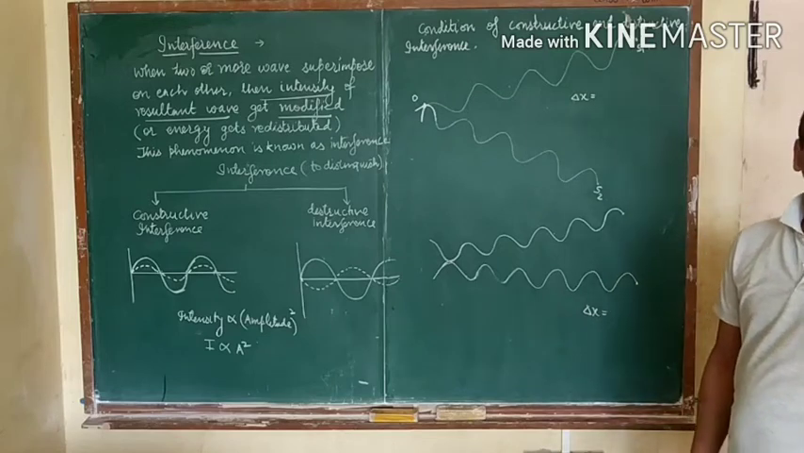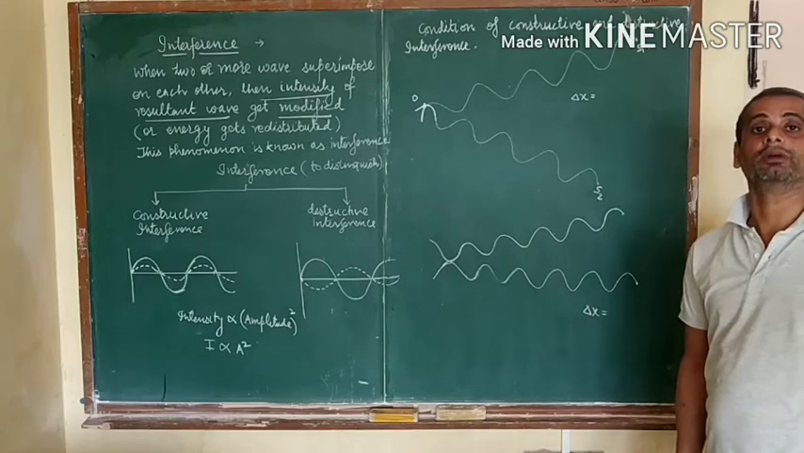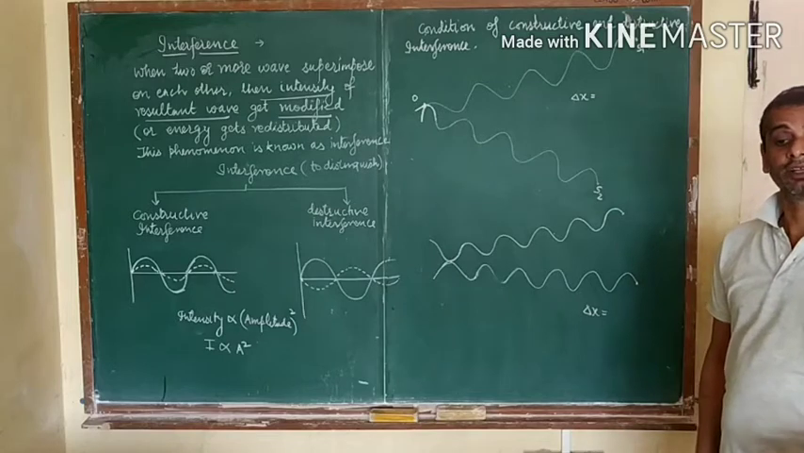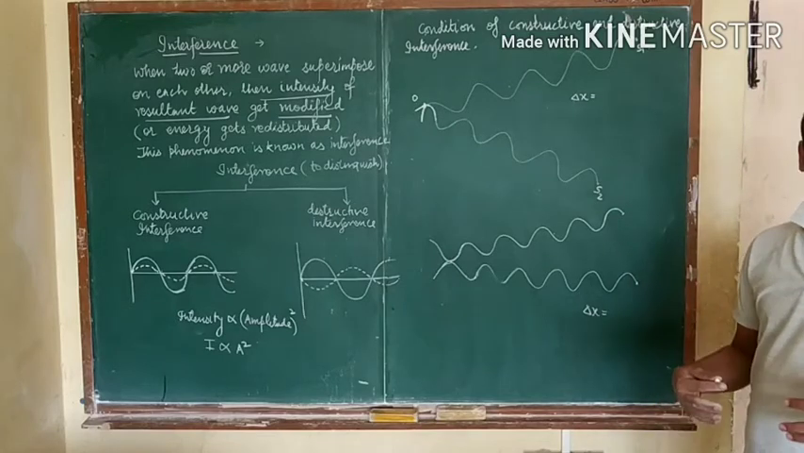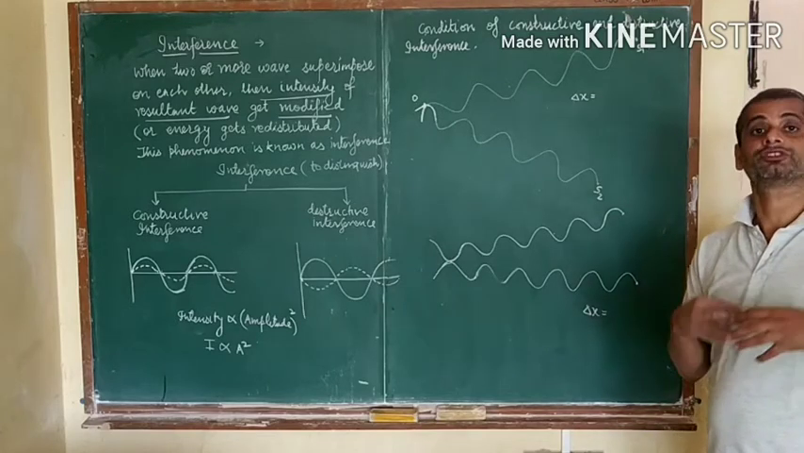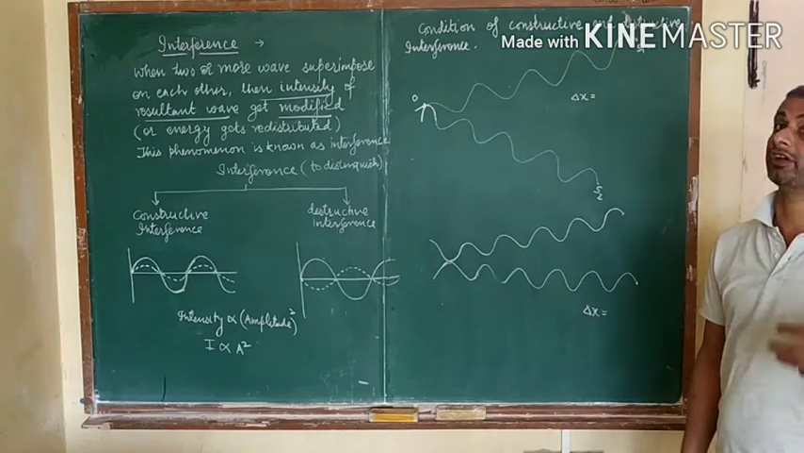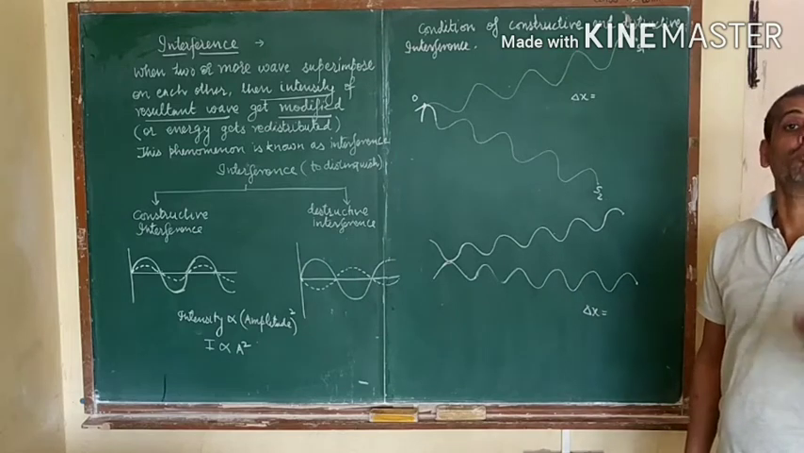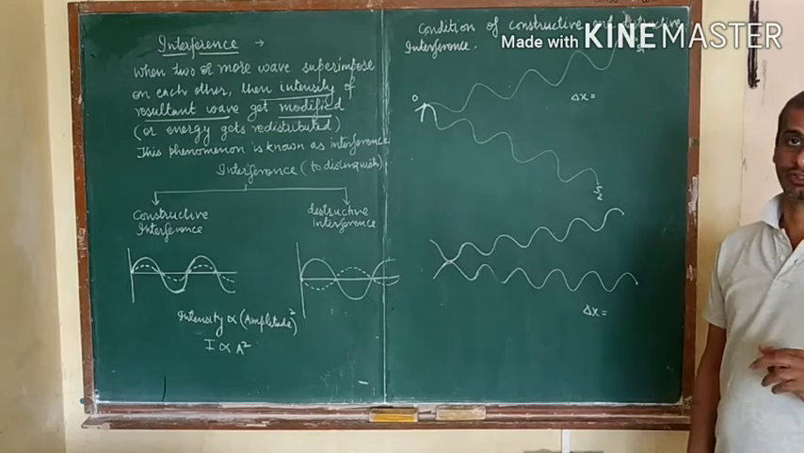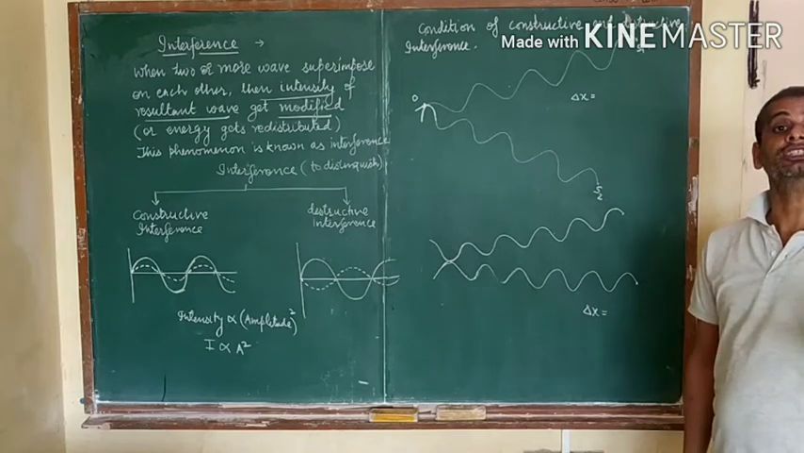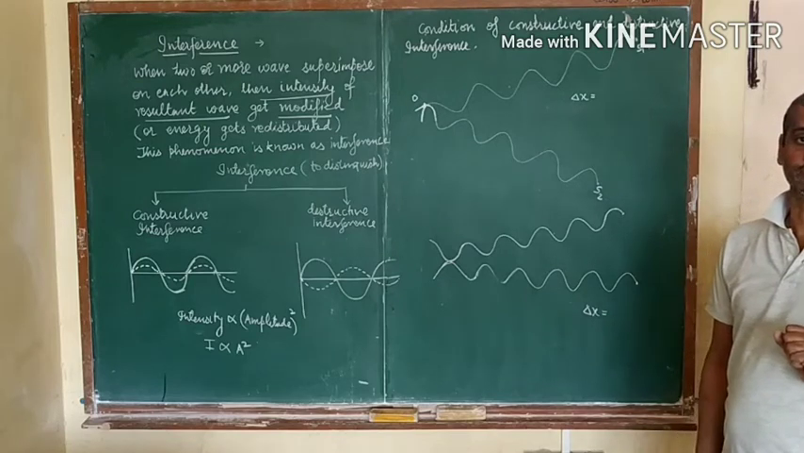Interference. In this video, we will discuss the term interference. Interference means the superposition of two or more waves such that the intensity of the resultant wave gets modified or changed, or the energy gets redistributed.